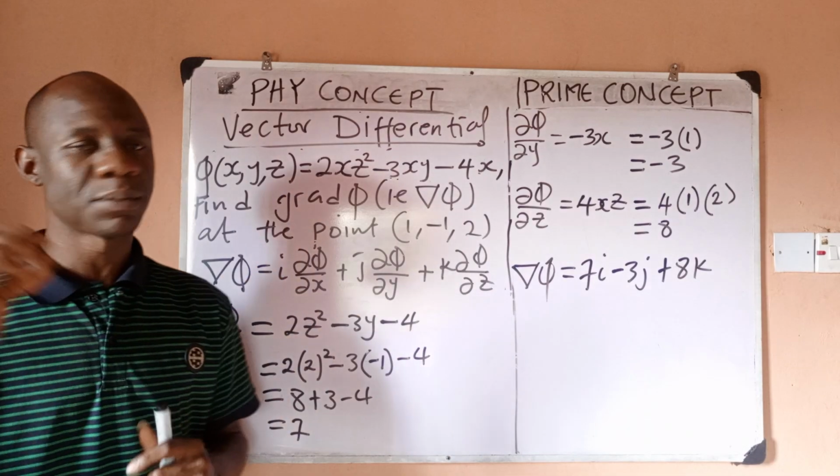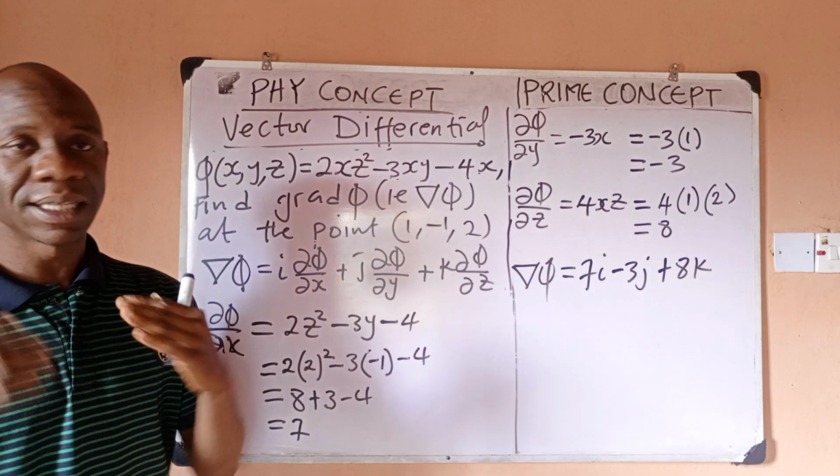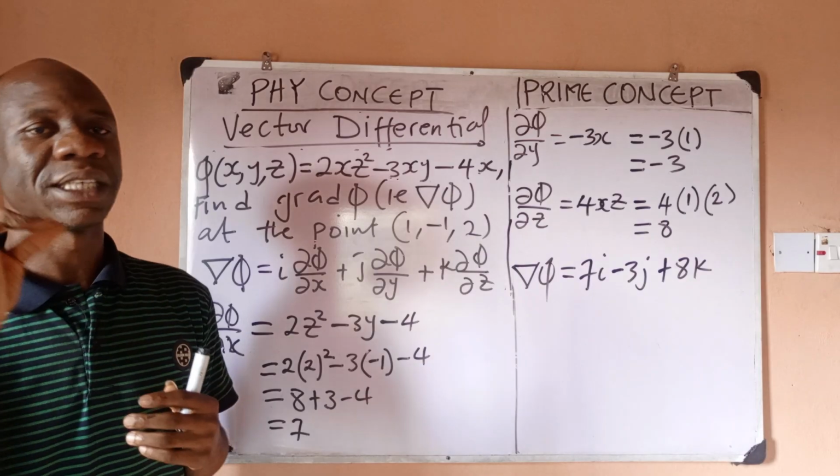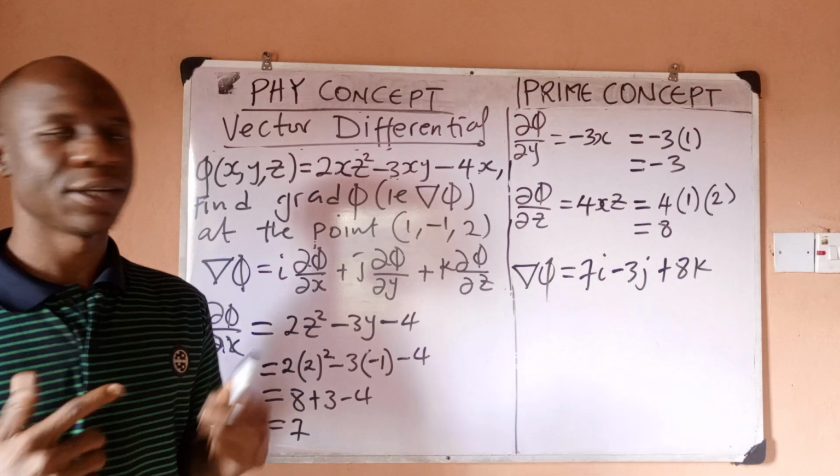Now I'll take one more problem, or say 2 more. Once we've looked at gradient, next we're going to look at divergence, and then possibly look at curl from your assignment that you sent. Let's see.